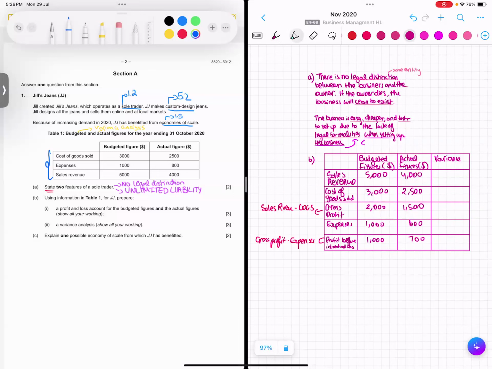So now we finished our profit and loss. We did everything, but guys, be careful because this is kind of confusing. Even if you notice the trick, when you're looking, just keep your eyes peeled. Very important, IB business management, especially.